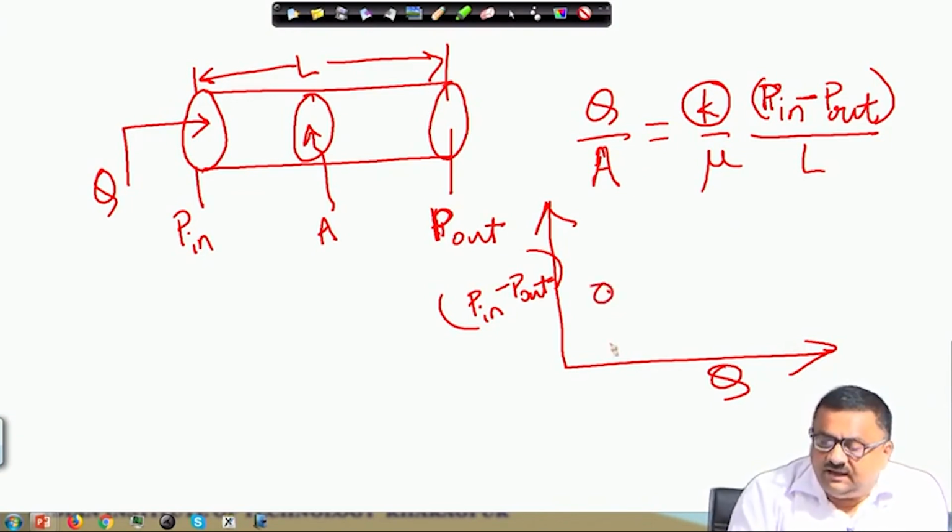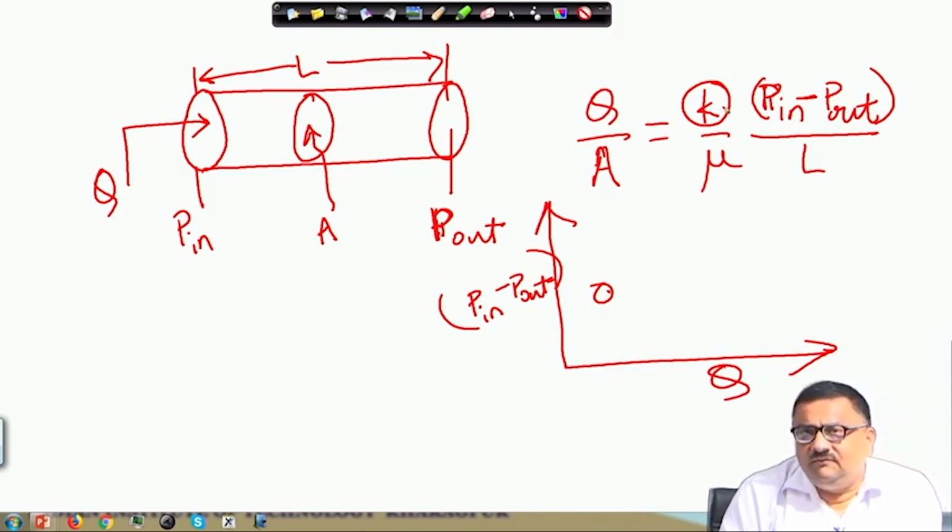Generally, I can directly find out the permeability from this, because if I know P in minus P out, if I know Q, the cross-sectional area available, the length L, and the viscosity. Let us say I am flowing water through this, so it is close to 1 centipoise. So, everything being known, I can find out the permeability.